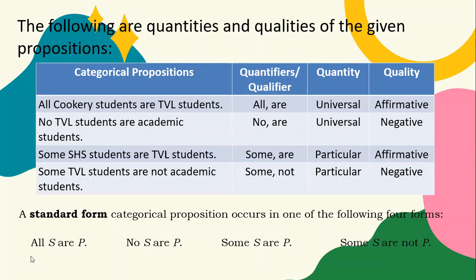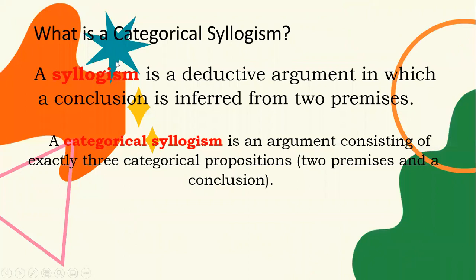Sa pagsusulat natin ng categorical syllogisms, we will be using these different standard forms of categorical propositions. Okay? So, ano ba yung sinasabi nating categorical syllogism? When we say syllogism, it is a deductive argument in which a conclusion is inferred from 2 premises. Kaya pag ginawa na natin siyang categorical syllogism, it's an argument made up of 2 premises. The first one is the major premise. The second statement is the minor premise. And then the last one is the conclusion.